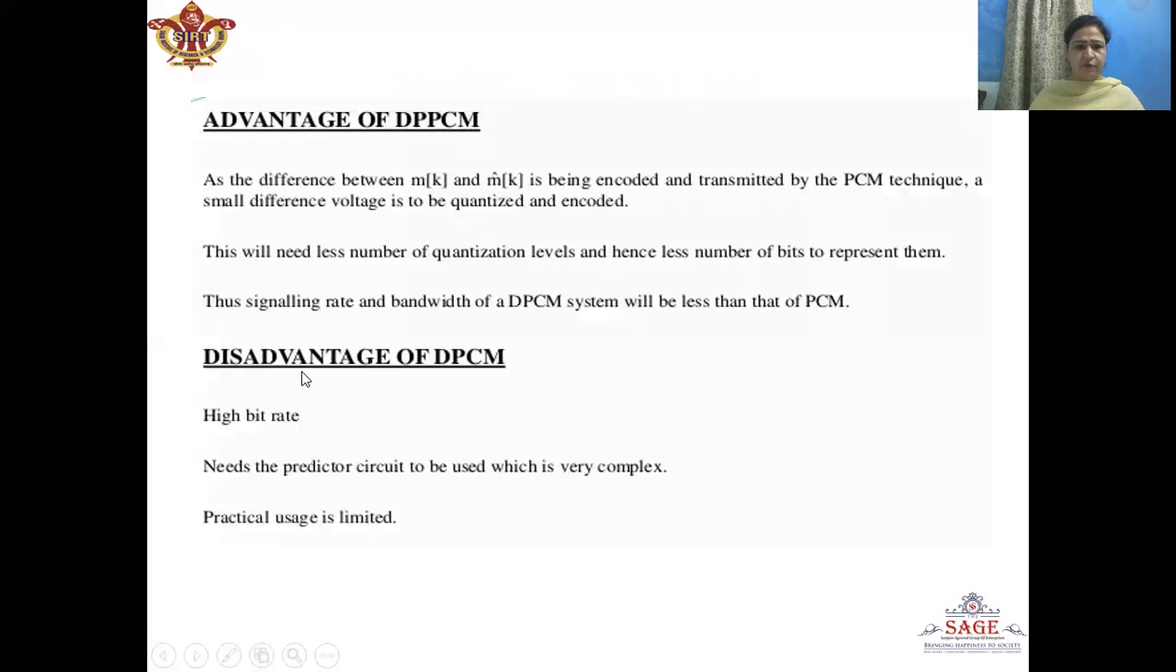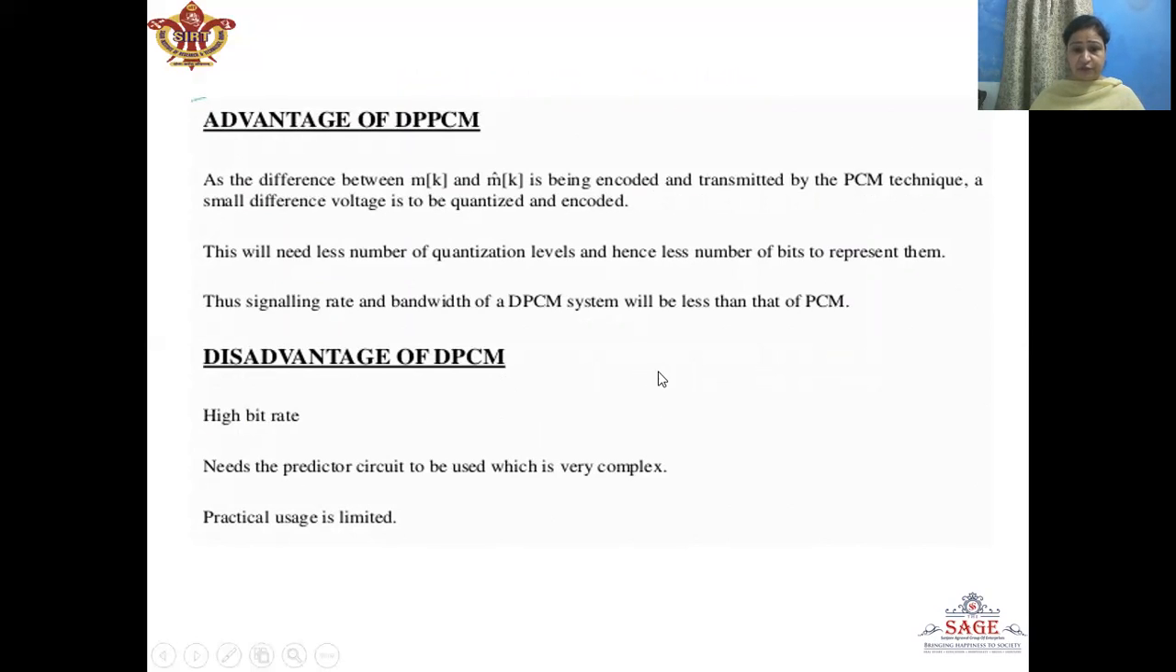Now, advantage of DPCM. As the difference between MK and MCAPK is being encoded and transmitted by the PCM technique, a small difference voltage is to be quantized and encoded. This will need fewer quantization levels, and a lesser number of bits will be needed to represent them. The signaling rate and bandwidth of the DPCM system will be less than that of PCM.